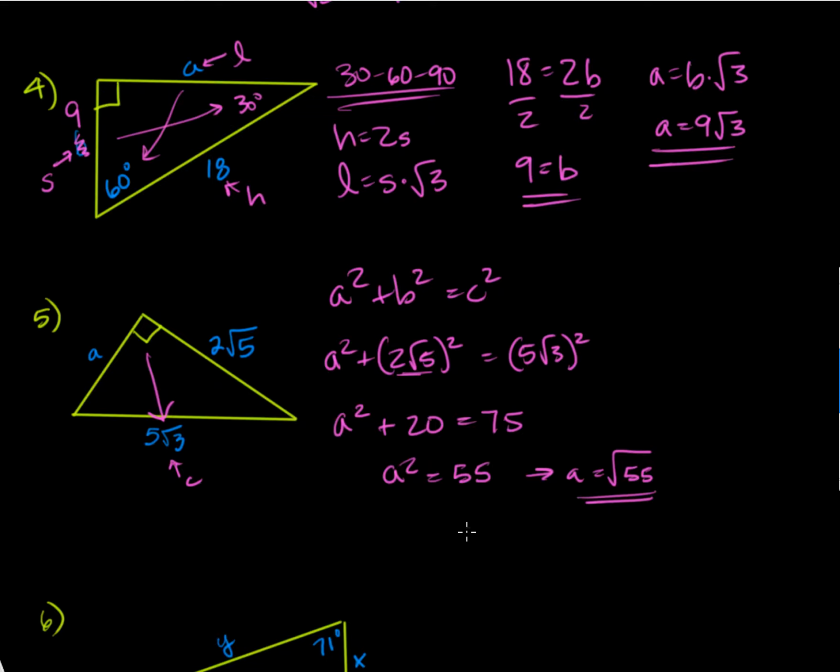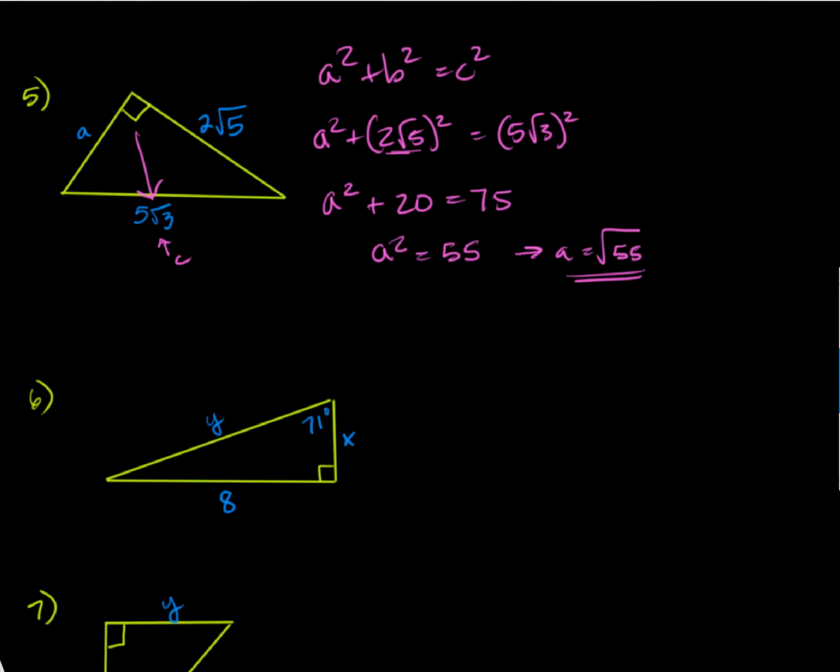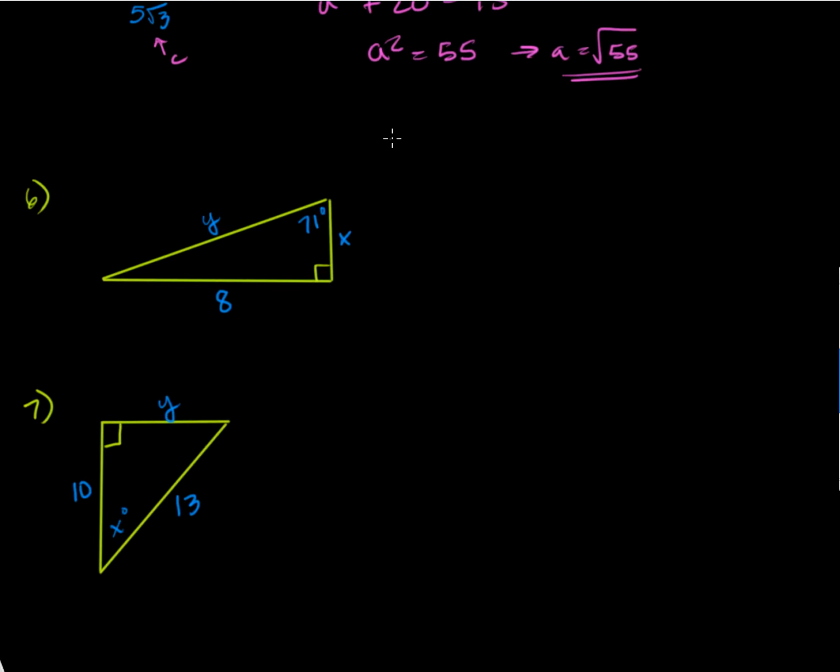Now in the next problem, we get to use SOHCAHTOA. Remember SOHCAHTOA? It stands for sine is opposite over hypotenuse, cosine is adjacent over hypotenuse, and tangent is opposite over adjacent. You need to remember this only works for right triangles because it has the word hypotenuse used a couple times there. It should kind of remind you that you can only use this in right triangles.